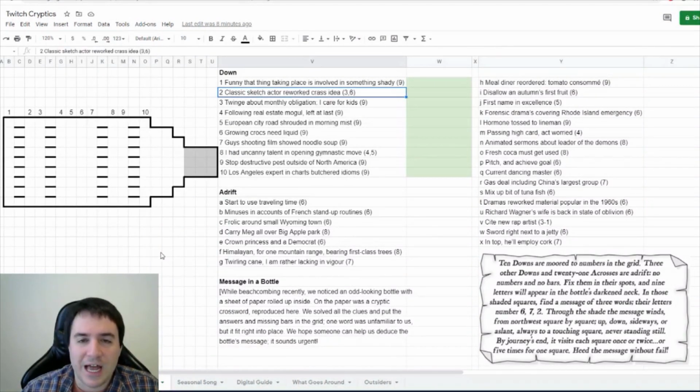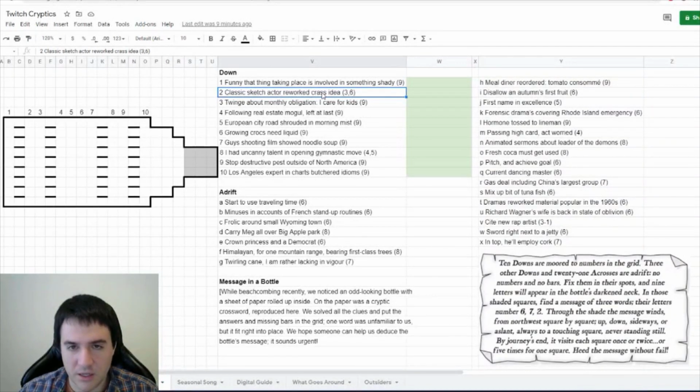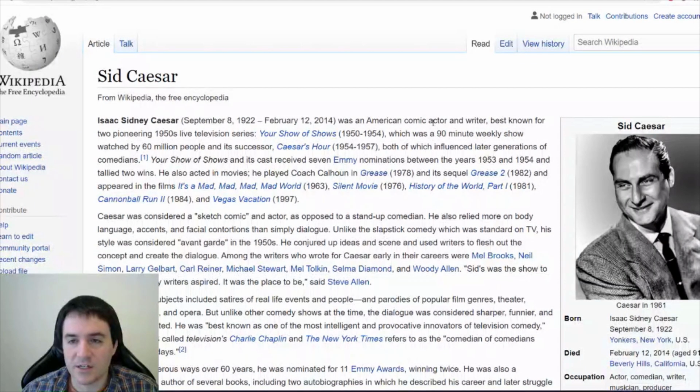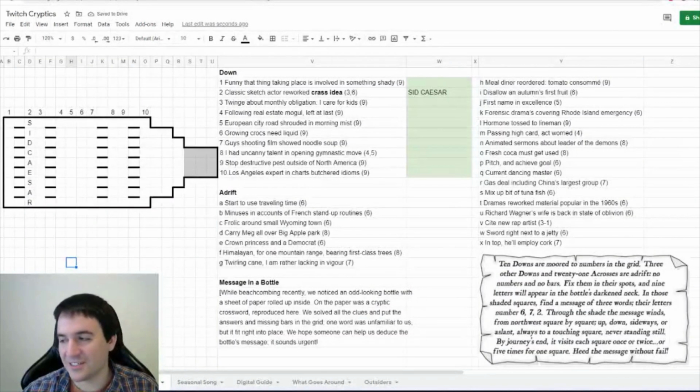Classic sketch actor reworked crass idea. I think the definition is classic sketch actor, and we're anagramming crass idea. Sid Caesar, an American comic actor and writer best known for 2 pioneering 1950s live television series. Okay, so we can fill Sid Caesar into the grid.